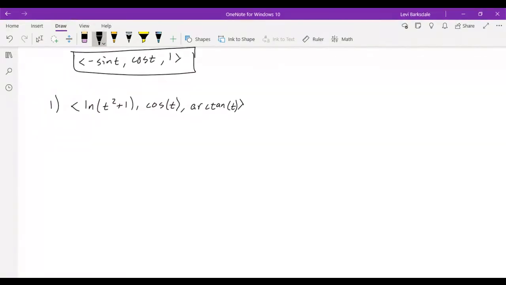All right, let's go ahead and take the derivative. Take the derivative component-wise. Derivative of natural log of t squared plus 1 is going to be 1 over t squared plus 1 times the derivative of the inside, so times 2t, comma negative sine of t. And the derivative of arctangent is going to be 1 over t squared plus 1.